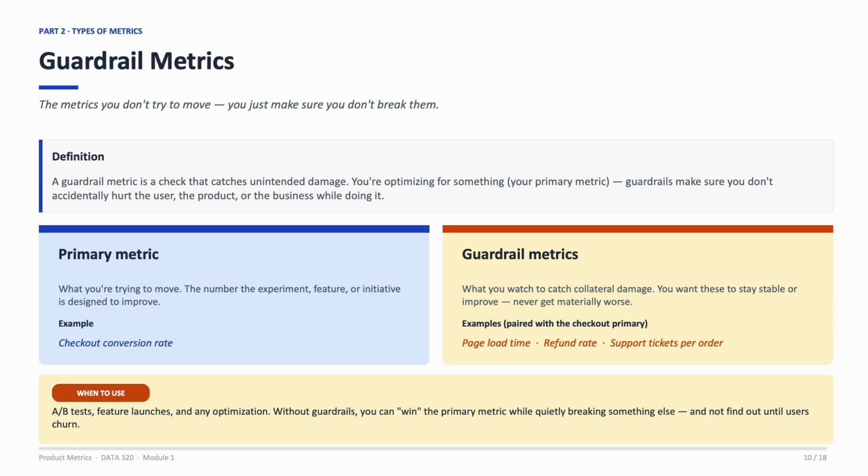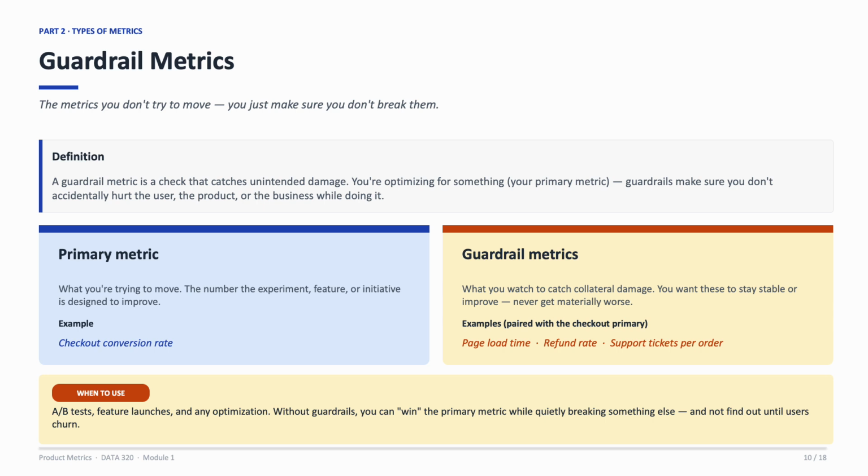The setup: every optimization has trade-offs. The metric you're trying to move isn't the only thing that matters. So take the example on the slide here. You have the primary metric, like checkout conversion rate. You want to improve it, so you remove the shipping cost preview to reduce friction. Conversion goes up, looks like a win, but the refund rate goes up because people are surprised at the total. Support tickets per order also climb. Net negative for the business, but a win on the dashboard.